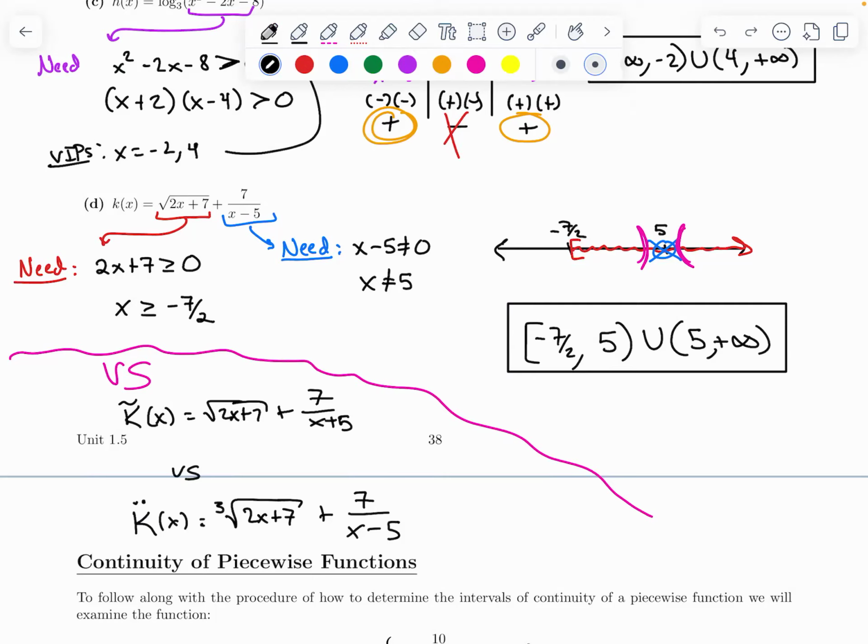But technically speaking, it should be bracket -7/2 to 5. Now, unless there's any questions about that, I'm going to go over it real quick. Thing is, we have two different conditions. We basically have a function that's comprised of two functions.